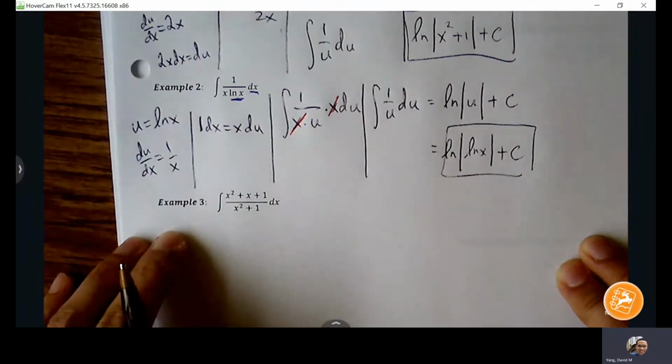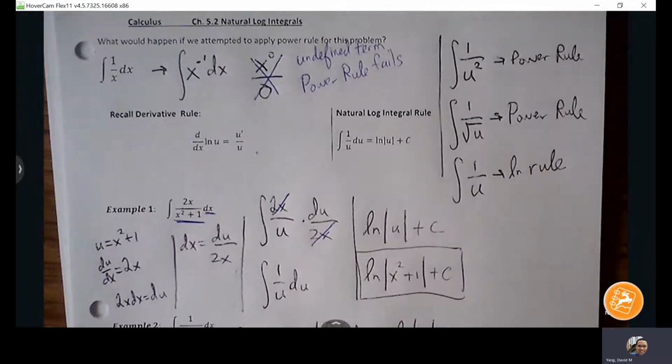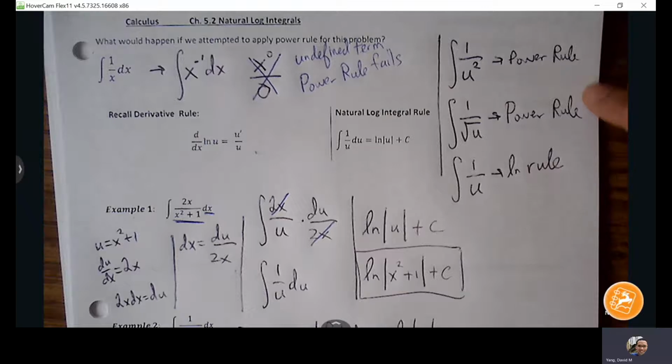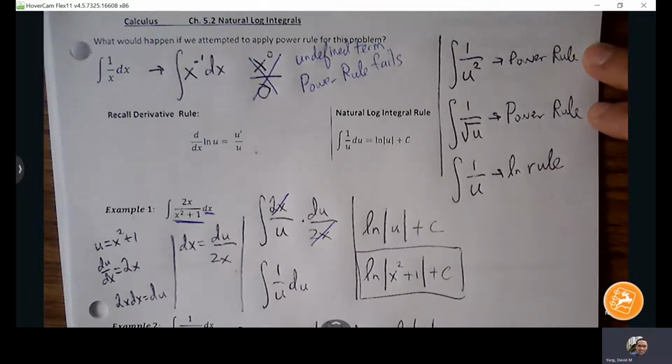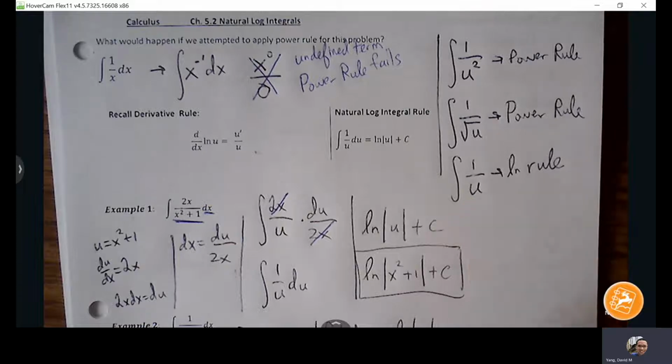Everybody good here? Yeah, just going through the scenarios here that we don't do the natural log rule unless that denominator is showing exactly to the first power. Okay. Okay, second page here.